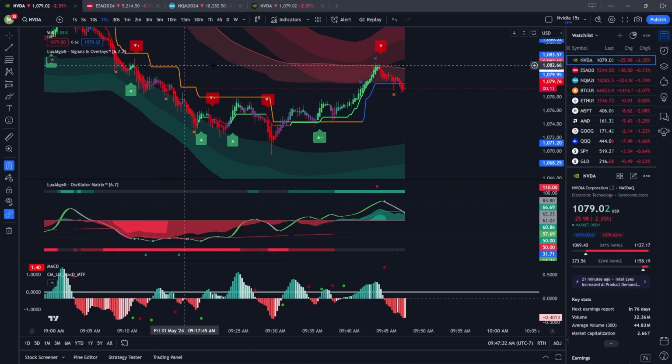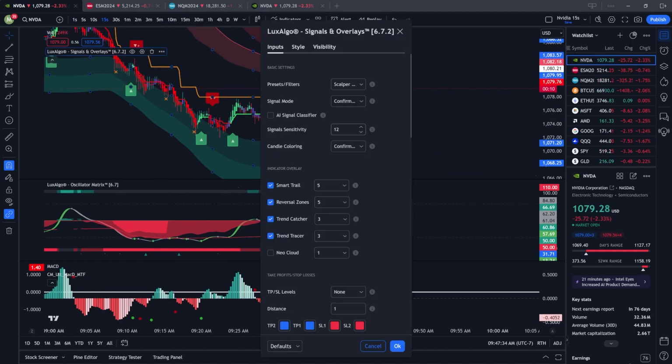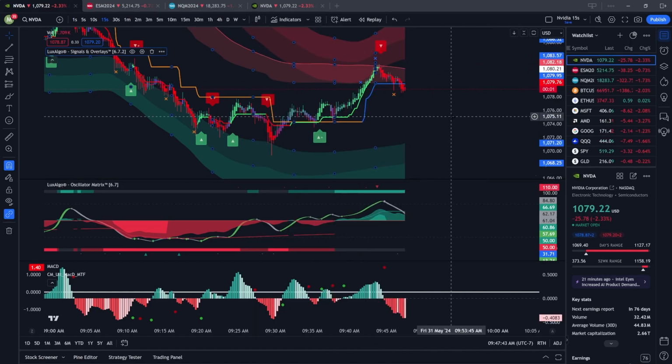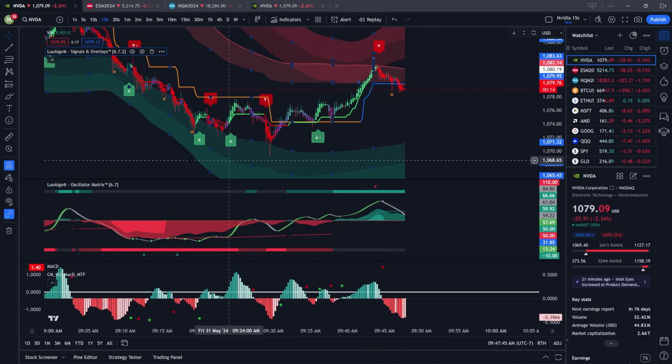It's just on 15 seconds, and the signal sensitivity is 12. It's still on Smart Trail 5, Reversal Zones 5, Trend Catcher 3, Trend Tracer 3, Scalper preset, Heikin Ashi candles. No screener. No need for a screener on because it's so fast. Now, the oscillator matrix, I did change that.